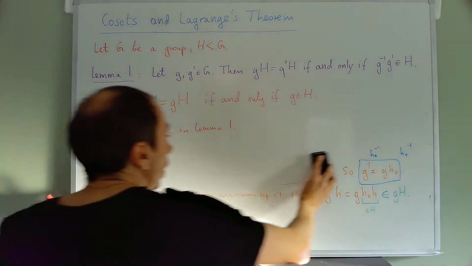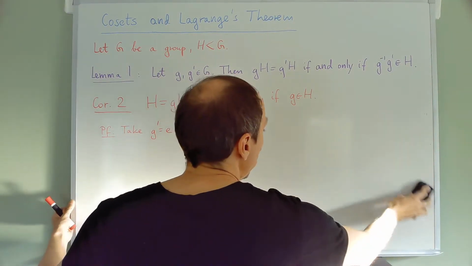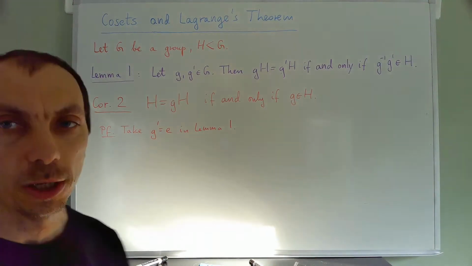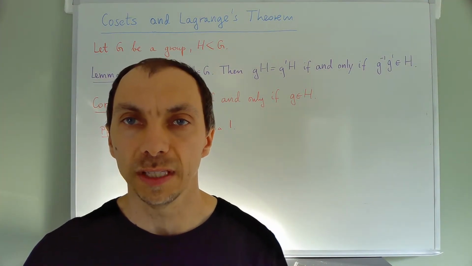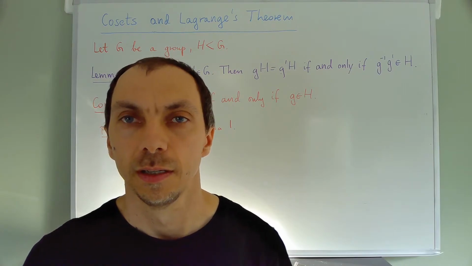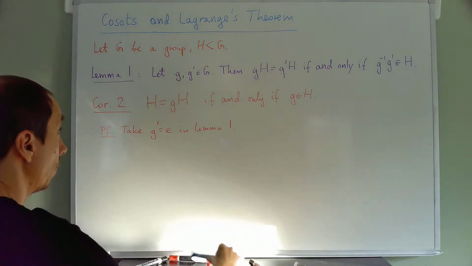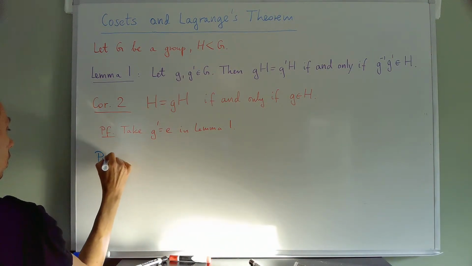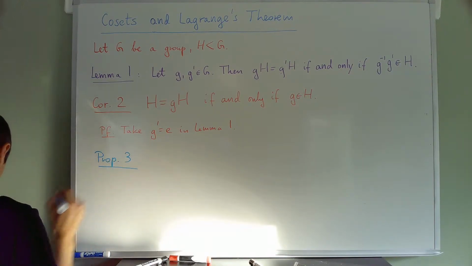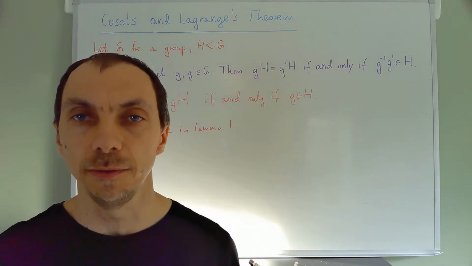Okay. What's interesting, another thing that maybe you have noticed when we did examples, was that all the cosets we came up with for a given group and a subgroup always had the same number of elements. So this in fact is always true. So that will be our proposition. So proposition 3. And we want this to even hold for infinite sets.